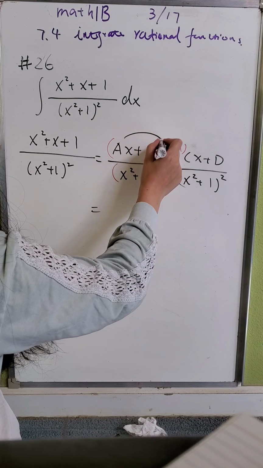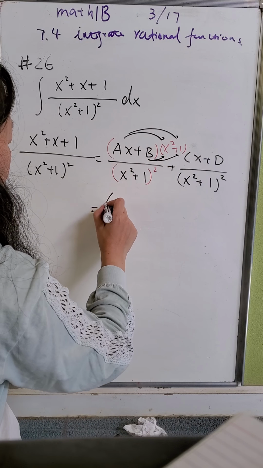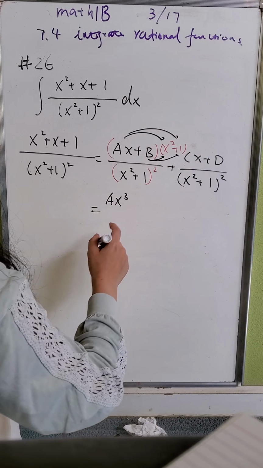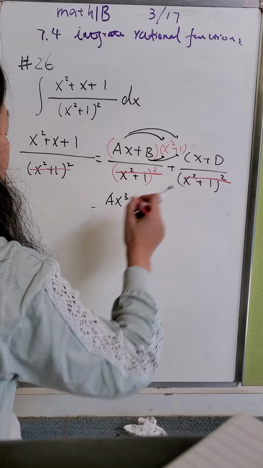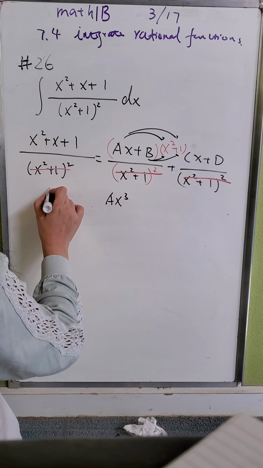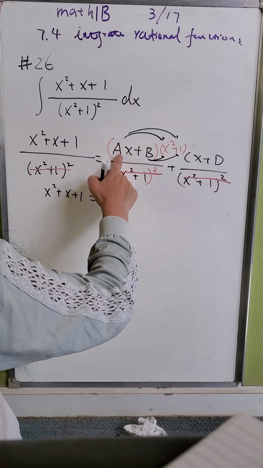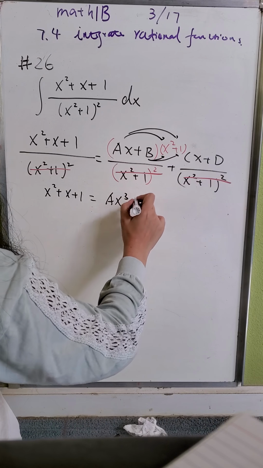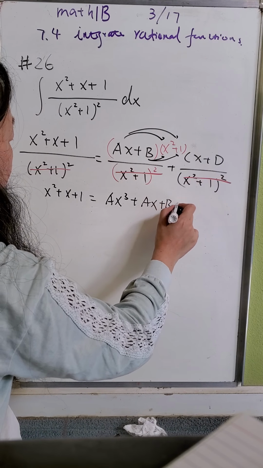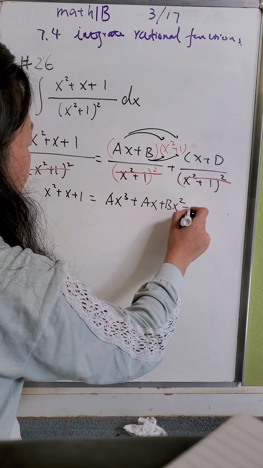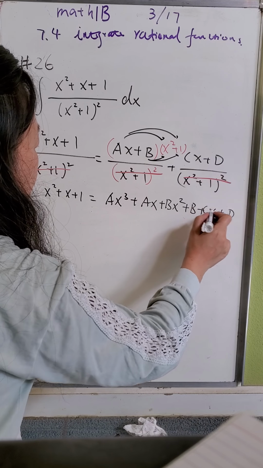Now you're going to multiply out, okay, FOIL. So ax cubed, and then you just put x squared plus x plus 1 equal to ax cubed plus ax plus bx squared plus b plus cx plus d.